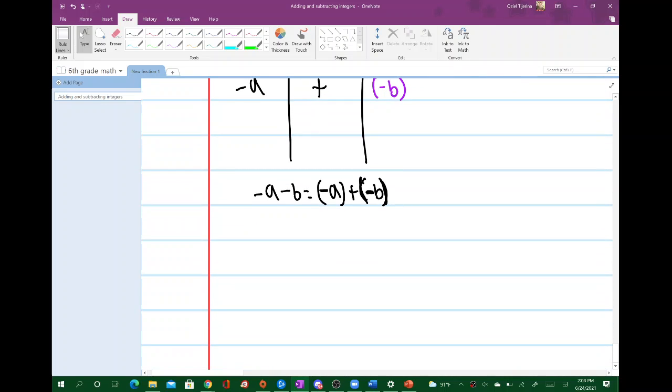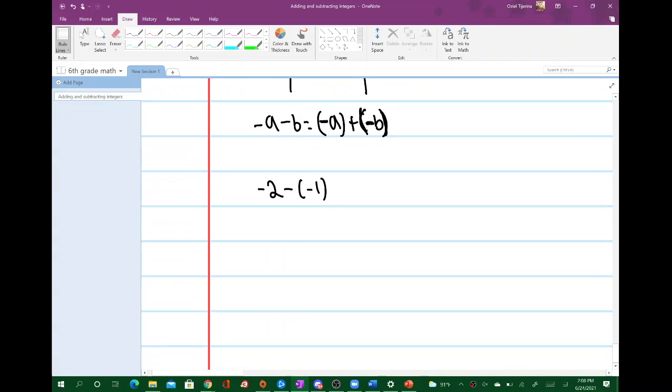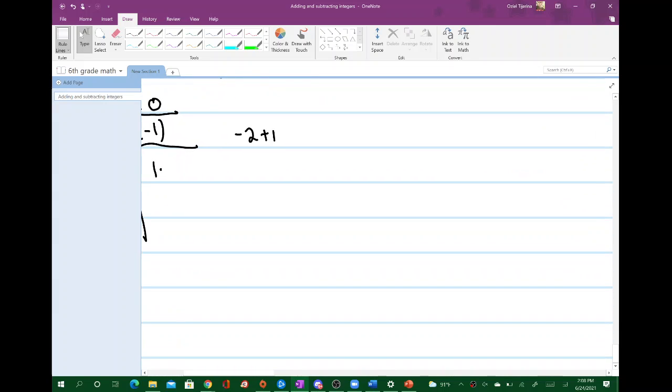Now, anytime that, for example, if I have negative 2 minus negative 1, okay? What is this going to be? Well, I keep my 2. You always keep the first number, so this is negative 2. You're going to change this into a positive, and you're going to do the opposite of this one, which is a positive 1. So what is this going to be? Negative 2 plus 1.